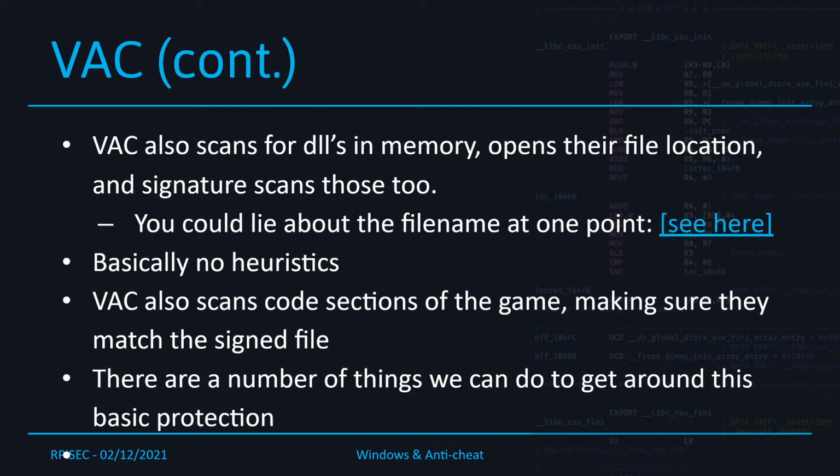So VAC also scans for libraries in memory and opens whatever the file location is and scans those as well. Amusingly, you could actually just change the file name to throw it off the trail. It would look for the incorrect name and just give up. So there's basically no heuristics here. It is like making sure that the game's code sections are correct and haven't been tampered with, but it's really not bulletproof or necessarily bullet resistant.